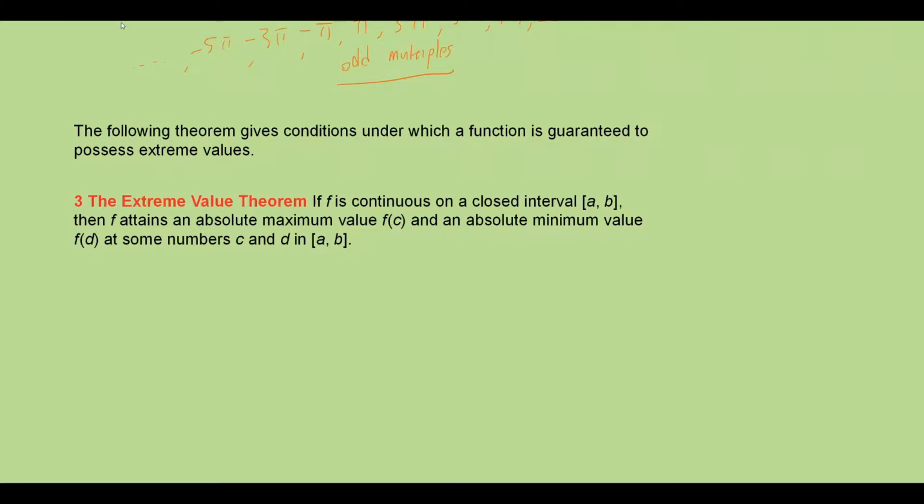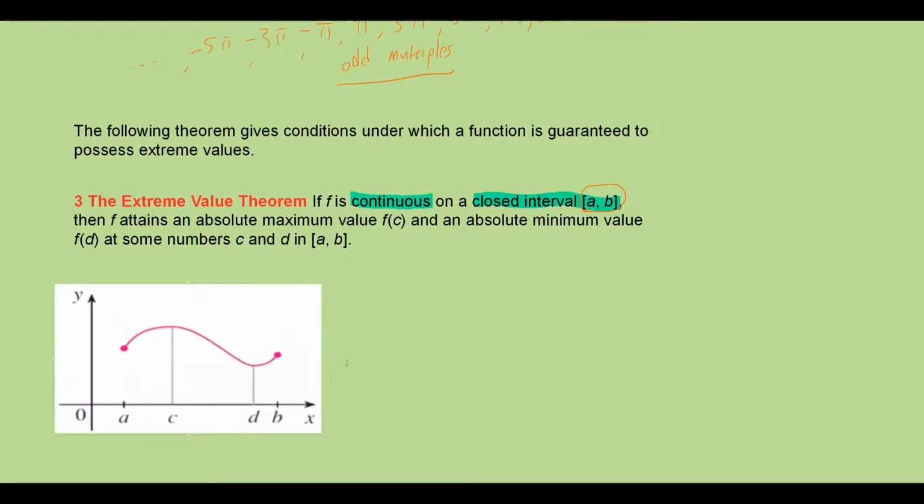If f is continuous on a closed interval [a, b], so the key here is continuous and closed interval, then f attains an absolute maximum value f(c) and an absolute minimum value f(d) at some numbers c and d in the interval [a, b]. What this is saying is if you have a function that is continuous on a closed interval [a, b], then for sure you are going to have an absolute maximum and absolute minimum. So let's look at an example.